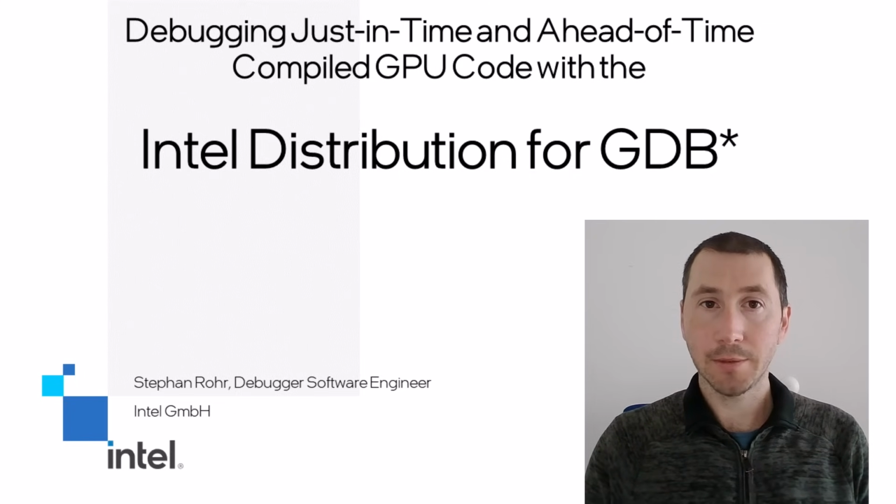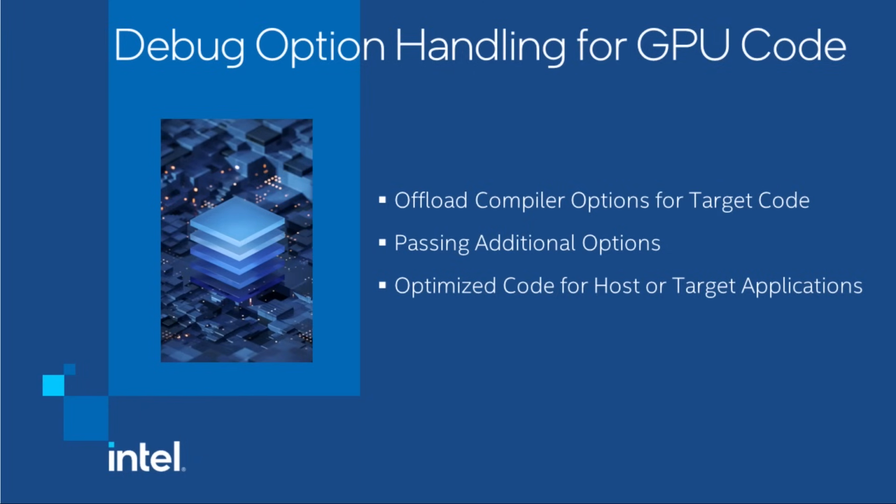This is my second video on just-in-time and ahead-of-time compilation. If you haven't watched the first video, I'd recommend to do that now. First, I would like to show you how to check the options used by the offline compiler to generate target code. Then, I will demonstrate how to pass additional options to the offline compiler.